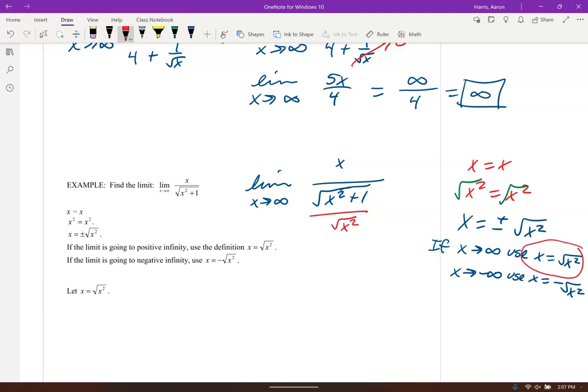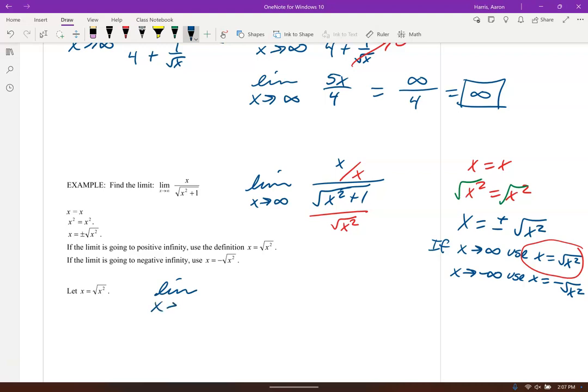So I'm going to use this one. Notice I divided the bottom by the positive square root of x squared, since I'm shooting to infinity. And then the square root of x squared is x, so I'm just dividing the top by x. Okay, and let's see what we got.